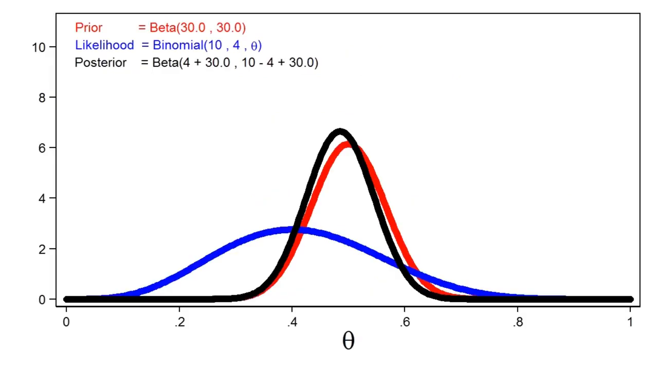Here I've plotted the posterior distribution of theta with the prior distribution and the likelihood function. Notice that the posterior closely resembles the prior distribution. This is because we used an informative prior and a relatively small sample size.